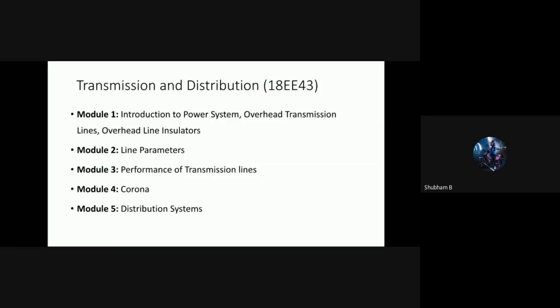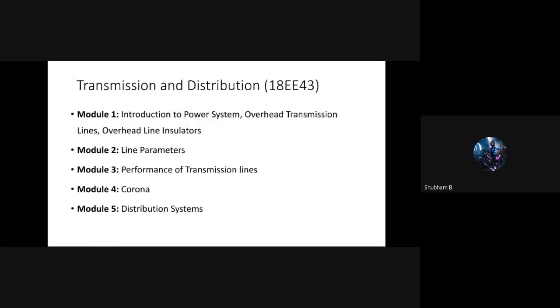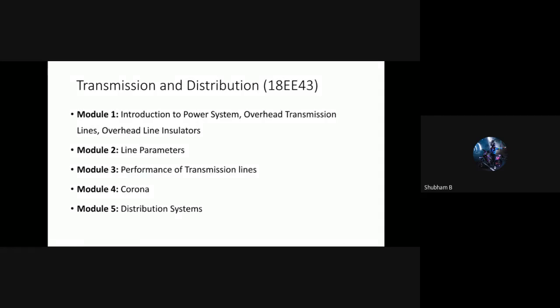Discuss these things. So the basic part of transmission and distribution is the first module, which we see as the concept, the introduction to power system. Then is the overhead transmission line. Module 2 consists of line parameters, that is the transmission line parameters. Then comes module 3, which is about the performance of transmission lines.